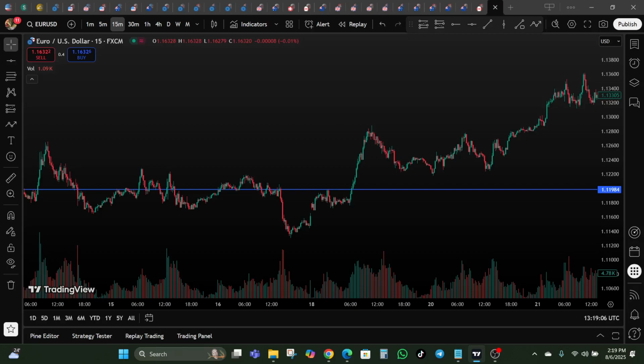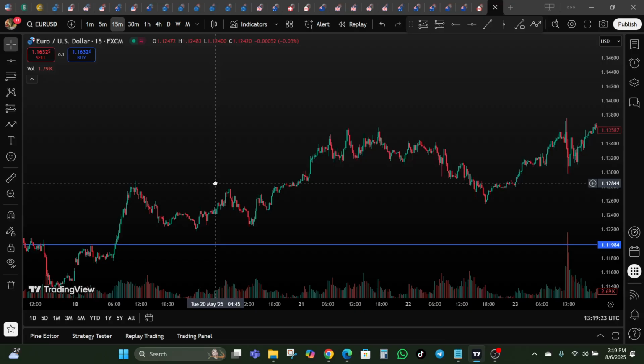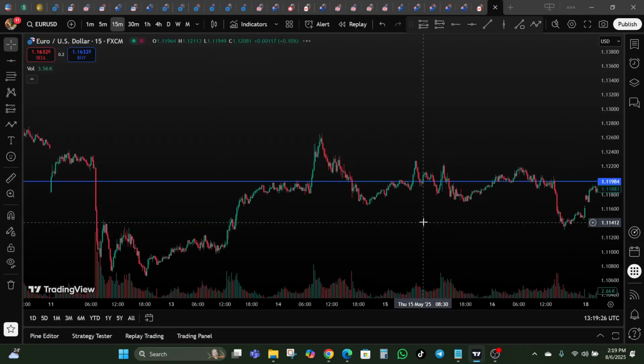Now let's talk about entry and risk management. Okay, once you have gotten your confirmation, you enter the trade with precision. You just place your stop loss just beyond the wick of the rejection candle or outside the support and resistance zone. Okay, so let's say we got a good opportunity around, let's see, I'm trying to find a good example.